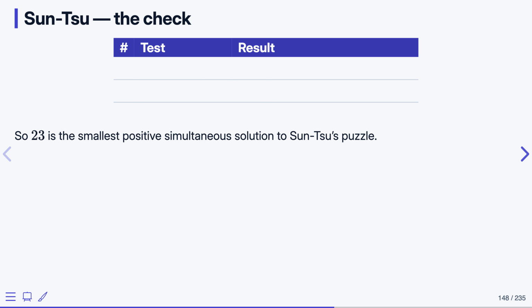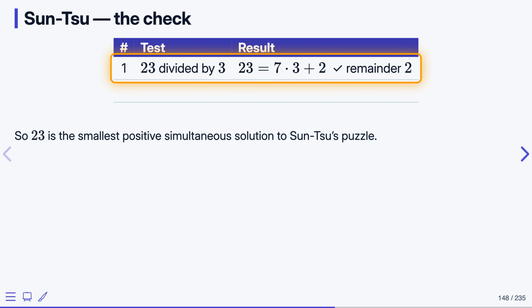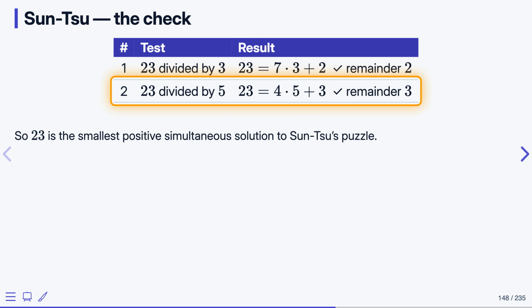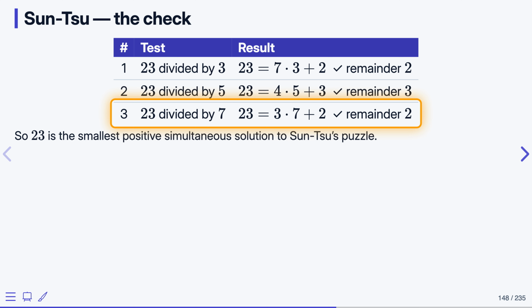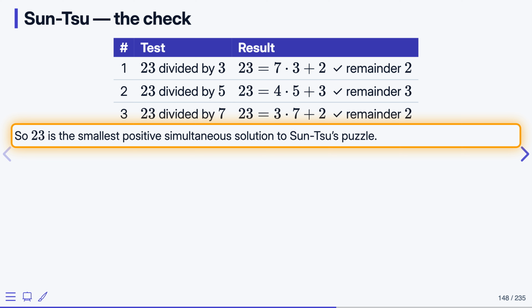Always check. Sun-Tsu asked 3 questions, so we answer all 3. 1. 23 divided by 3. 3 sevens is 21, so the remainder is 2. That matches. 2. 23 divided by 5. 4 fives is 20, so the remainder is 3. That matches. 3. 23 divided by 7. 3 sevens is 21, so the remainder is 2. That matches too. So 23 is the smallest positive number of things that fits Sun-Tsu's description. And so is 23 plus 105, and so on.